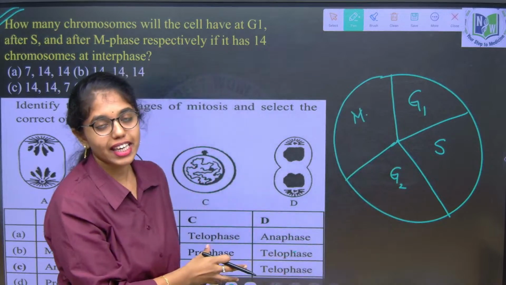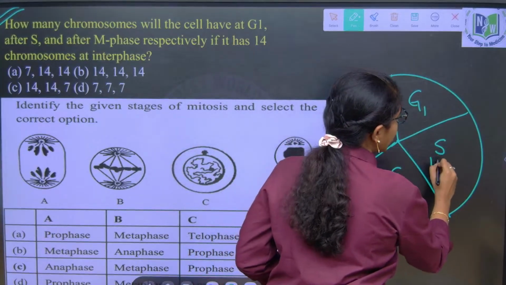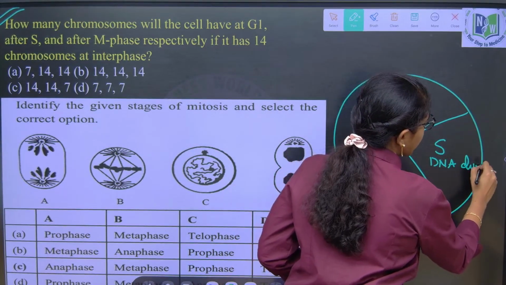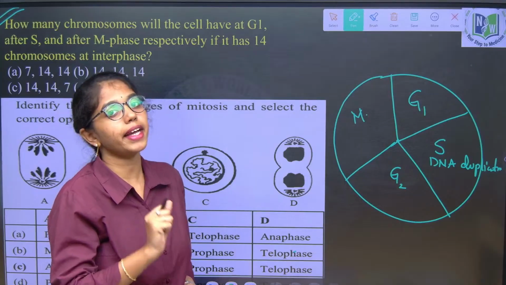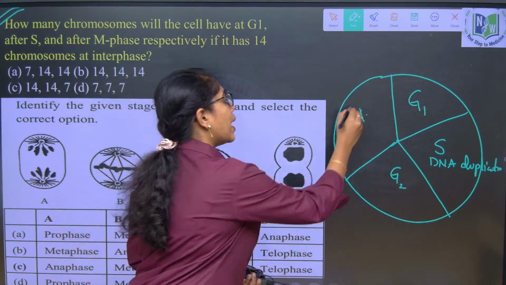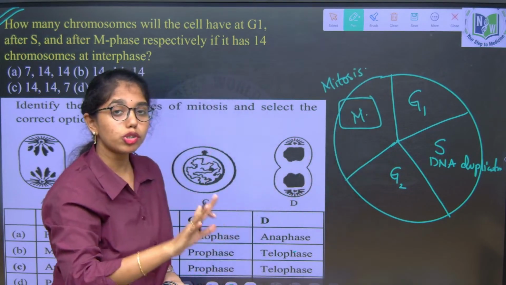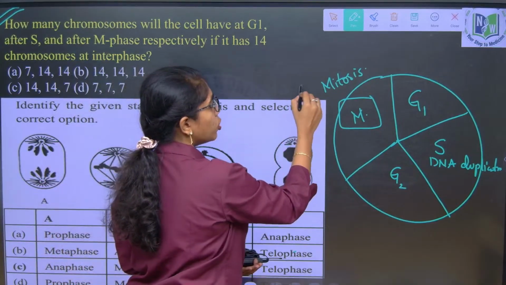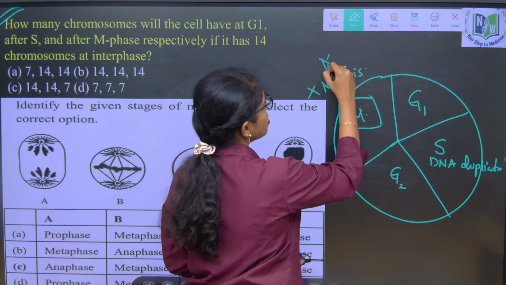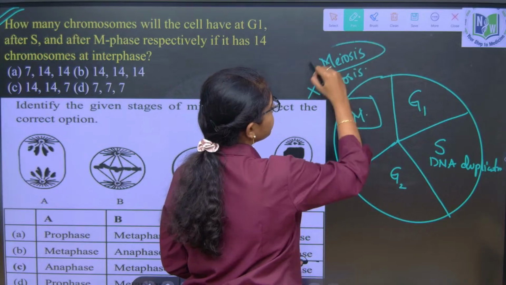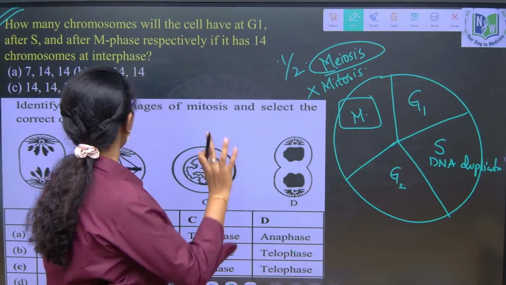So what will be the fate of chromosome number here? In S phase, DNA duplication takes place, but there is no chromosomal duplication. Keep that in your mind. There is no chromosomal duplication, only DNA duplication takes place in the S phase. If the M phase is mitosis, there is no chromosomal reduction here. The chromosome number doesn't get halved in mitosis, it remains the same. What if it is meiosis? Meiosis, chromosome number gets halved. Now keep this point in your mind and look into this question.